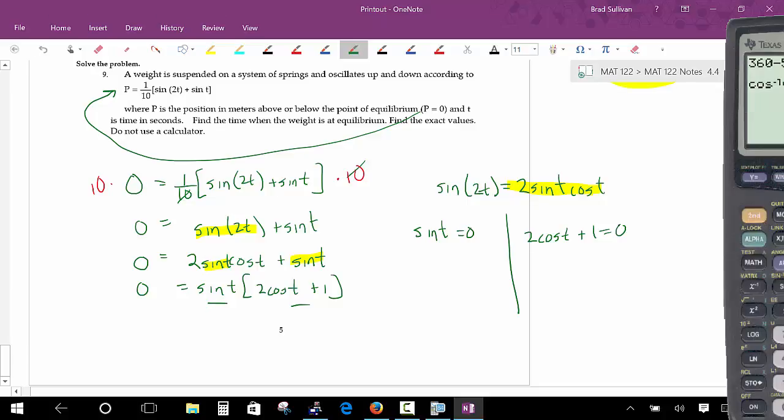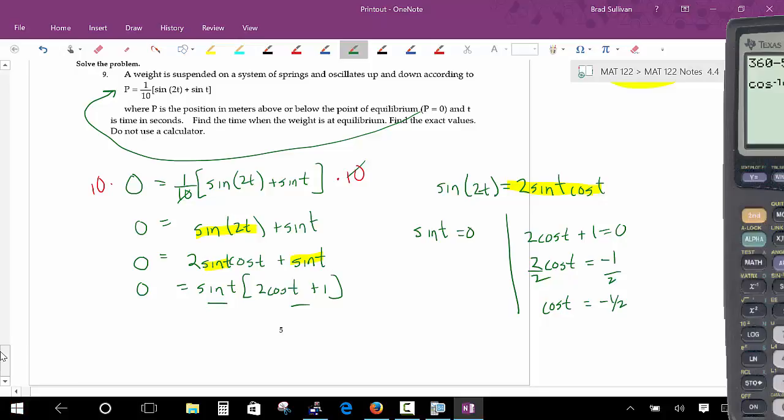Okay, like that. All right, now this one's going to go to a unit circle. You could also use a calculator on this one if you want to. So this is 2 cosine t equals -1. You can divide by 2, so you get cosine t is equal to -1/2.